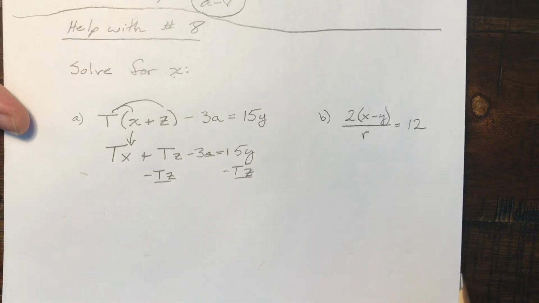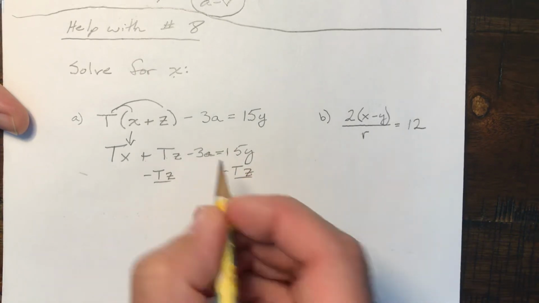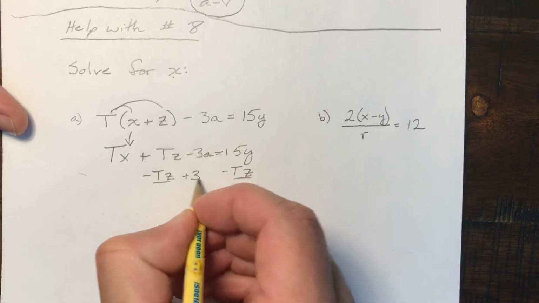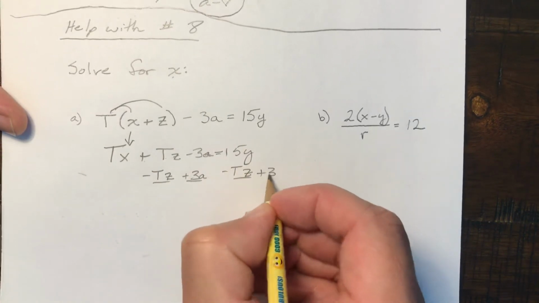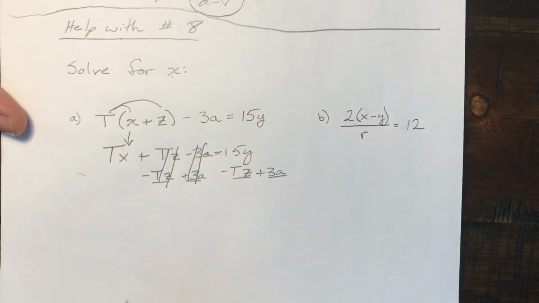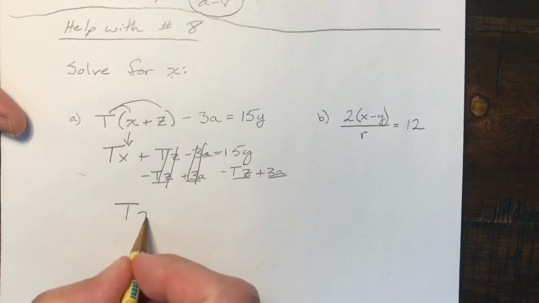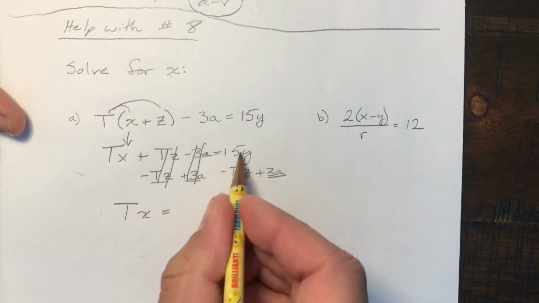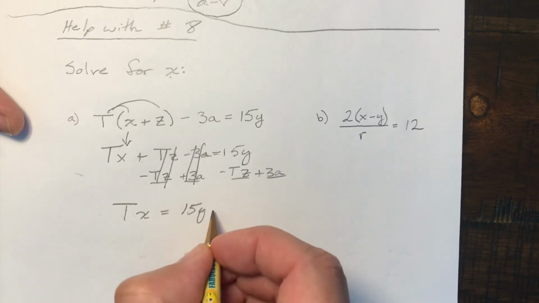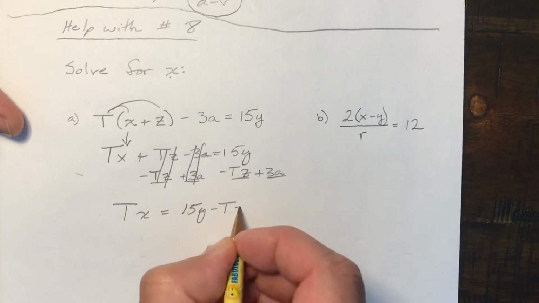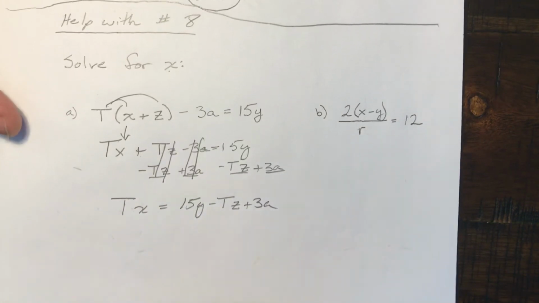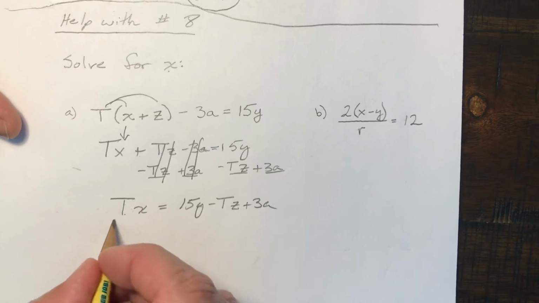At this point in the year, if you're really, really good, you can say, I'm going to do more than one move. Let's undo this minus 3a by plus 3a on both sides. Okay, these over here add up to nothing or 0 and leave you with just tx equals. And none of this stuff can fit together. They're not like terms. 15y minus tz plus 3a. And you're trying to get this x alone, so undo this bond of multiplication with a division.